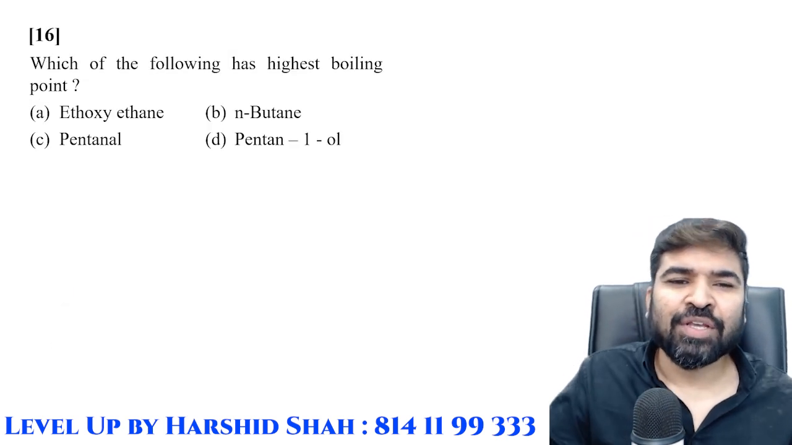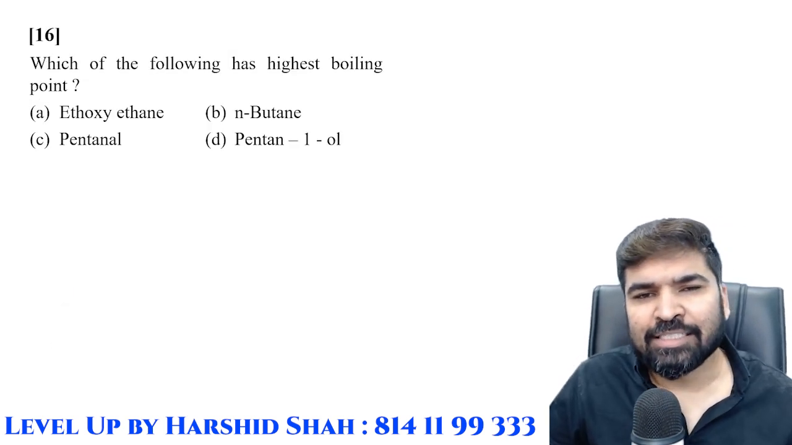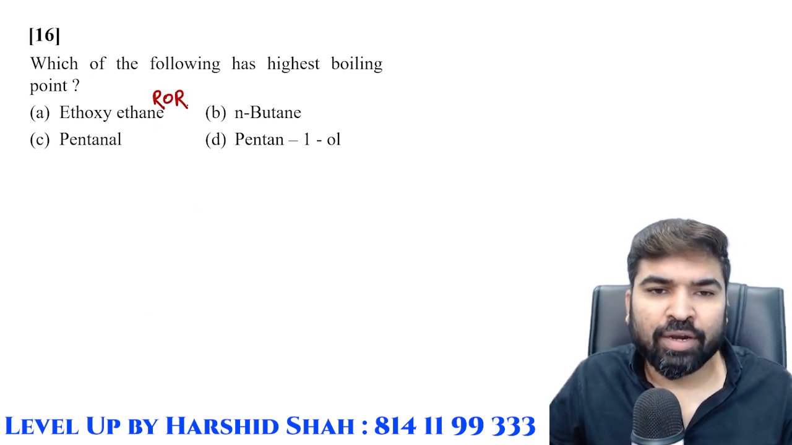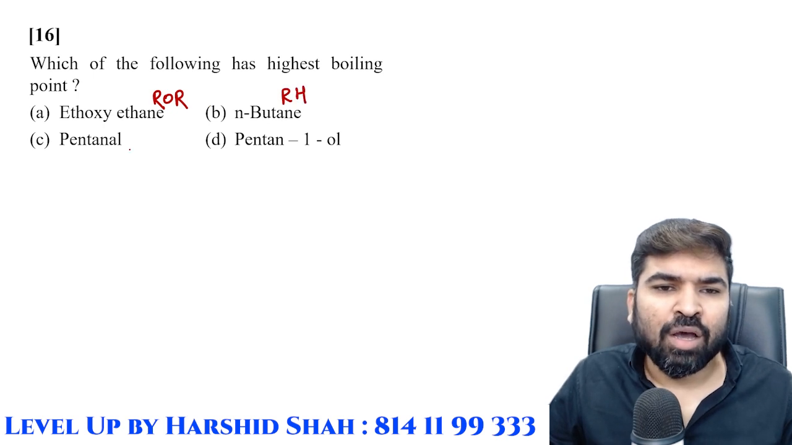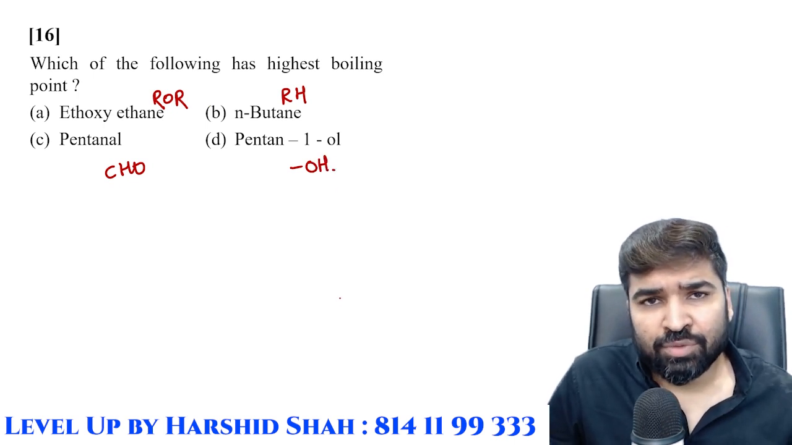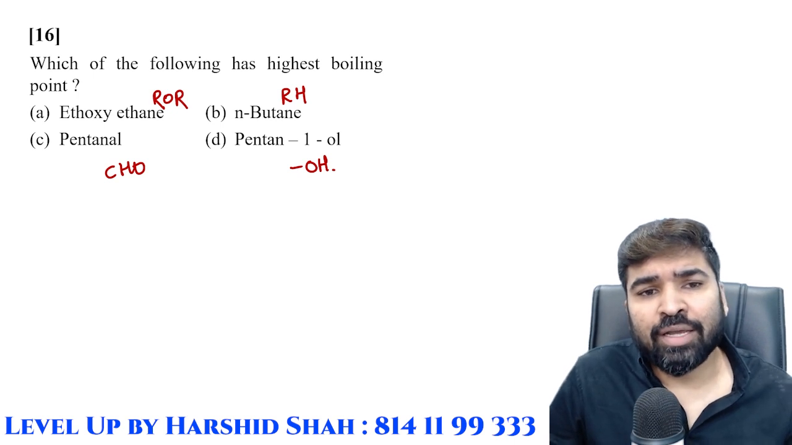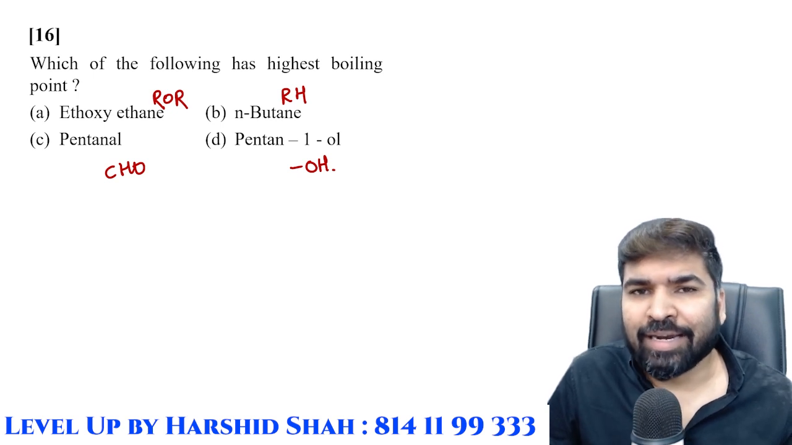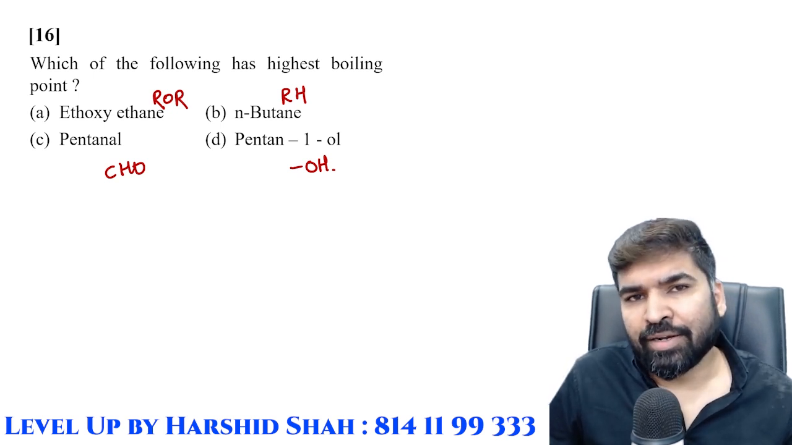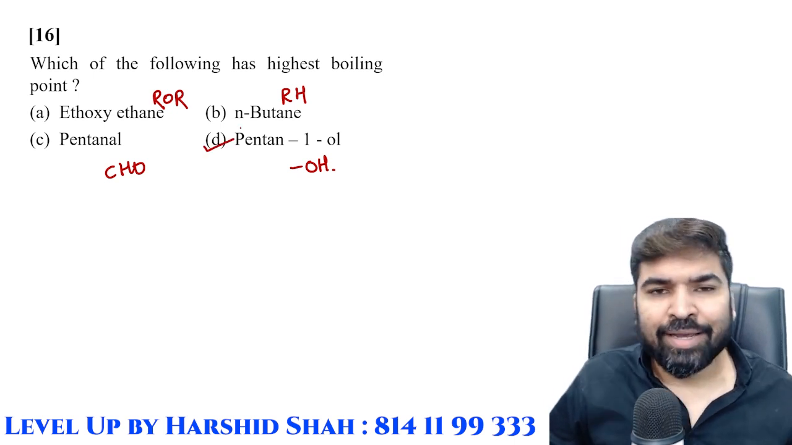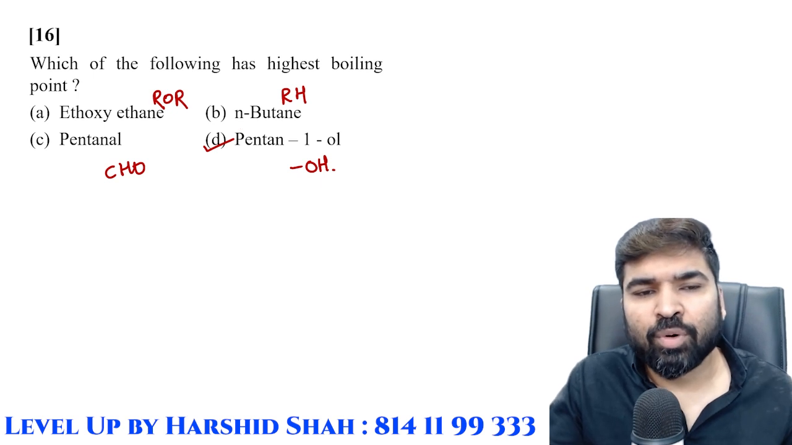Right? Which of the following has the highest boiling point? Ethoxyethane, the ether that we are looking at, alkane, RH, pentanal, that is aldehyde, and pentanol, which is alcohol. So the alkane will have the least, and then we'll have the ether. More than that, we're going to have the aldehyde, and for the same carbon aldehyde and same carbon alcohol, the alcohol has to win, right? So alcohol is going to have the maximum boiling point.